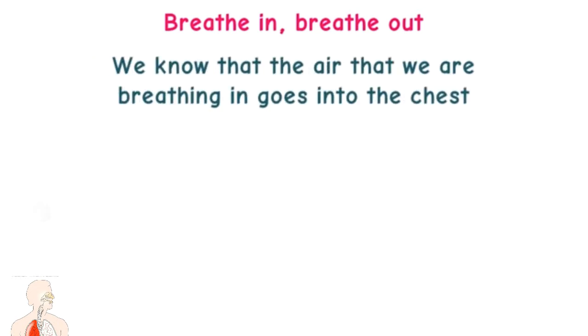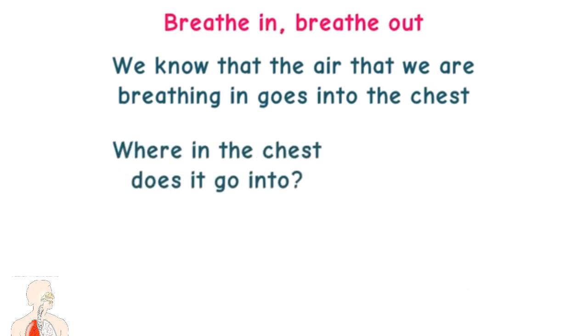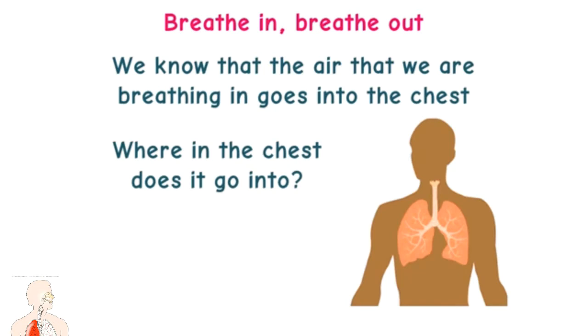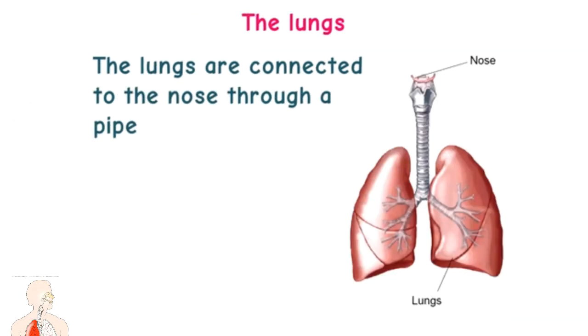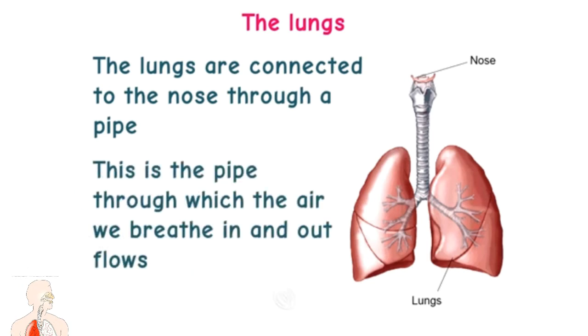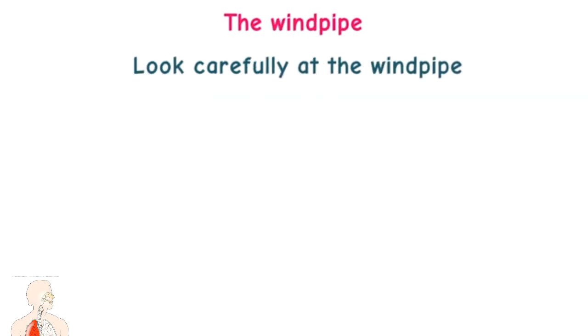We know that the air that we are breathing in goes into the chest. Where in the chest does it go? It goes into the lungs. The lungs are connected to the nose through a pipe. This is the pipe through which the air we breathe in and out flows. It is called the windpipe.